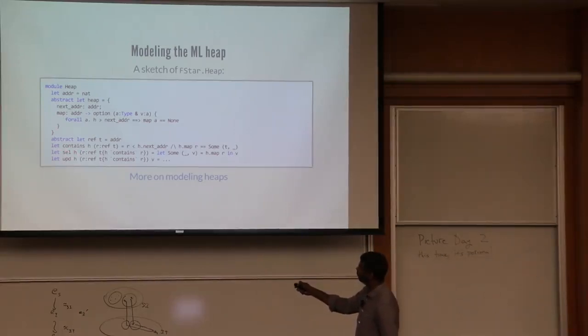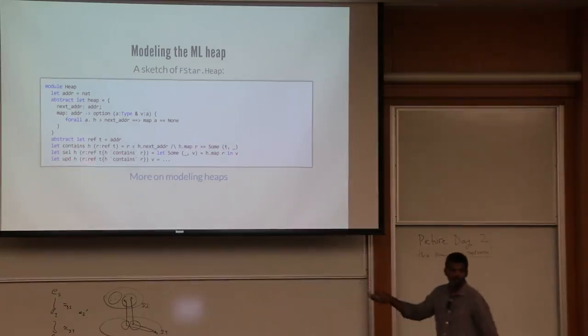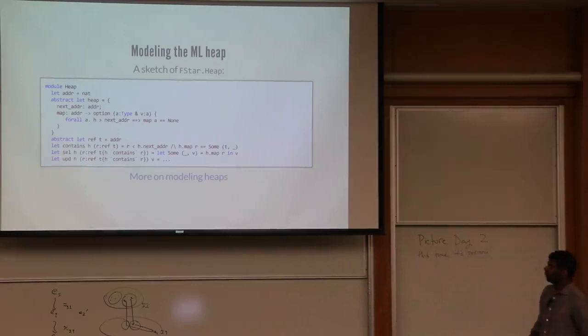Okay? And I can define functions to manipulate the heap. I can select from a heap, given a reference that is contained in the heap, I can select out a V of type T, and I can also update the heap at that reference with a new V. Okay? Now, this is, like I said, our full heap models are much more elaborate than this. They let you do deallocation, they let you store structured values and so on. But that's the basic idea.